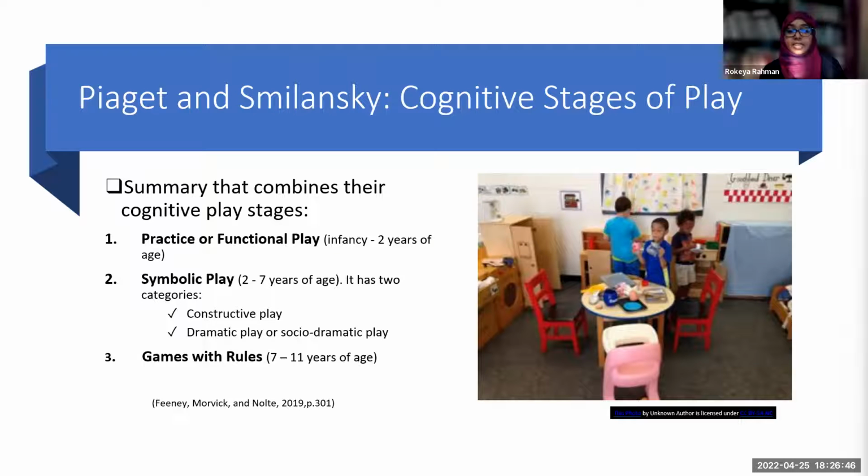So what happened in that age, they come up with their own game. It could be board game, it could be dramatic play, more complex and extended play. So they come up with their own games and own rules and also own expectations. So these are some of the cognitive stages of dramatic play according to Piaget and Smilansky.